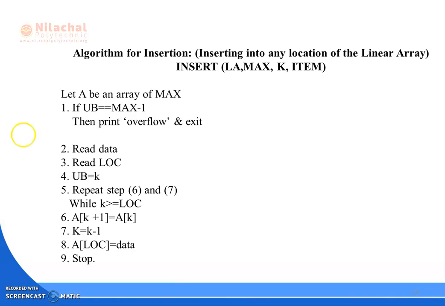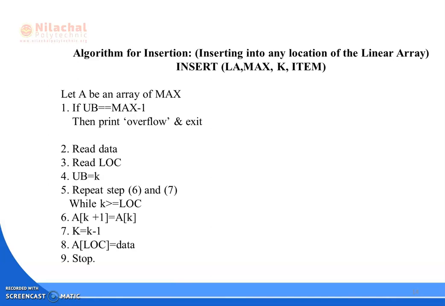So as the data are filled up to A of 3 position, the upper bound is 3. Now I have to check if 3 is equal to max minus 1. The max value of the array is 5. So we check if 5 minus 1, that is 4, is equal to the upper bound. We already know the upper bound is 3, so it is not satisfying the condition. Then it will come to the second step.